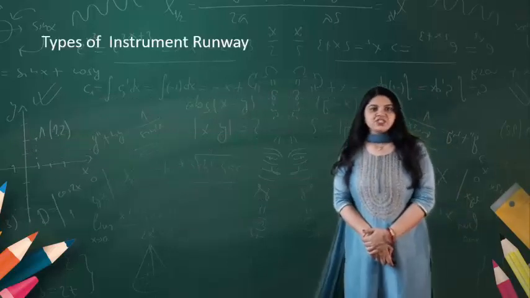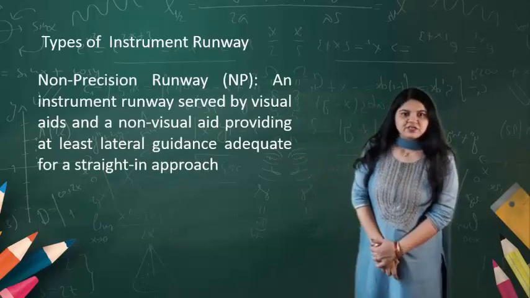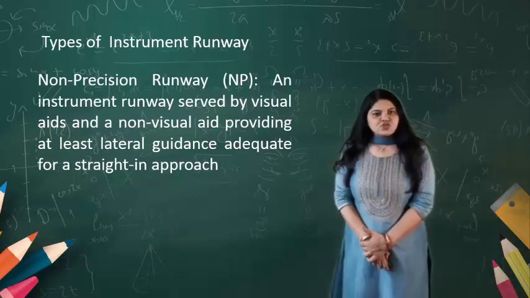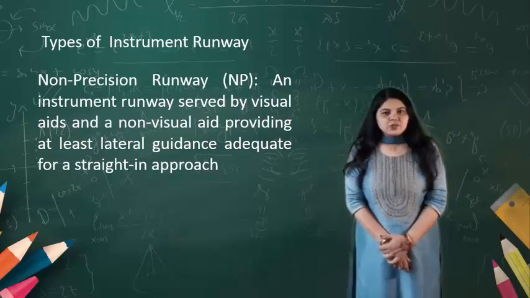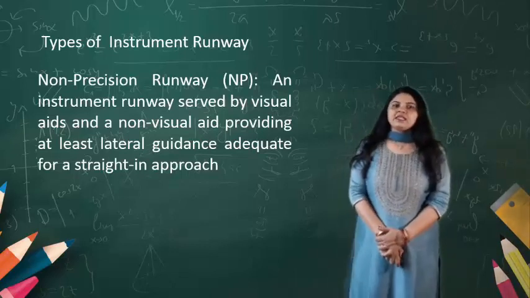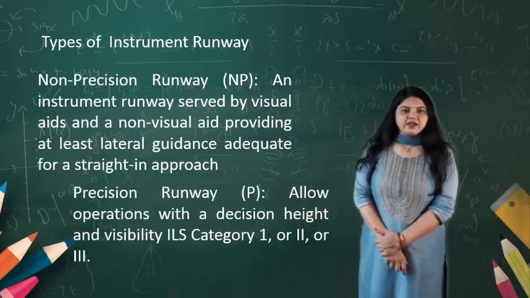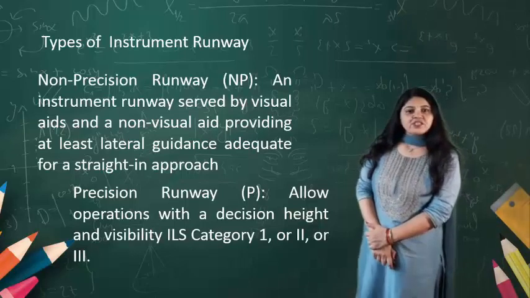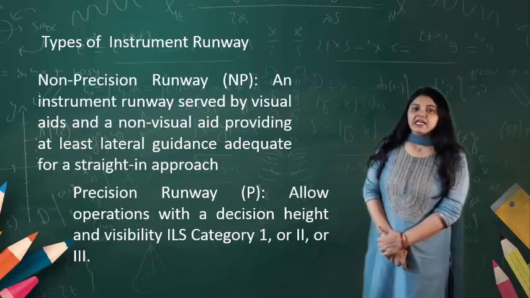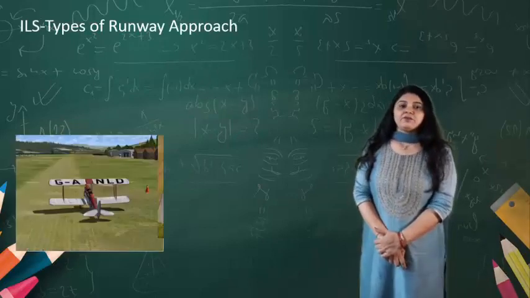Now this instrumentation runway again has two categories. One is the non-precision runway, a runway served by visual aid and non-visual aid providing at least lateral guidance adequate for the straight-in approach. The precision runway allows operations with a decision height and visibility, ILS category 1, 2 or 3. So this way there are 3 runways.